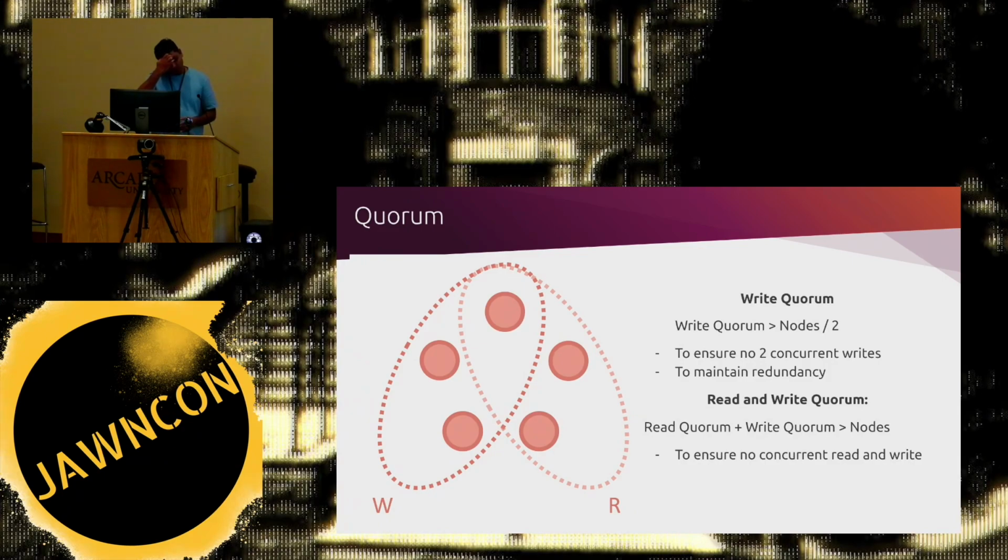So what you can do is have a write quorum, which basically defines the minimum number of instances to replicate your data to before you tell the client, okay, I've persisted your data. And usually the rule of thumb is that you want your write quorum to be more than half the number of nodes in your cluster. The reason for this is to ensure that there are no two concurrent writes.